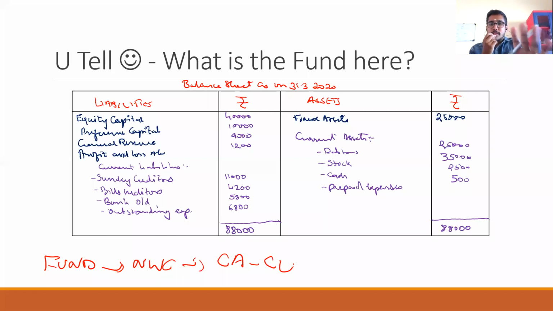So first of all, you try to do this one. What is the fund in this problem? Or what is the net working capital in this problem? Or what is the excess of current assets over current liabilities in this problem? How to do that?